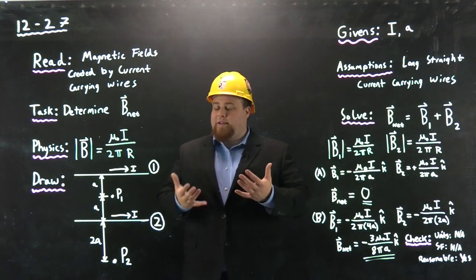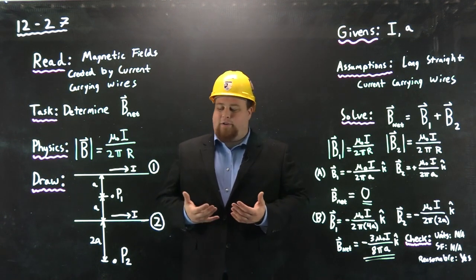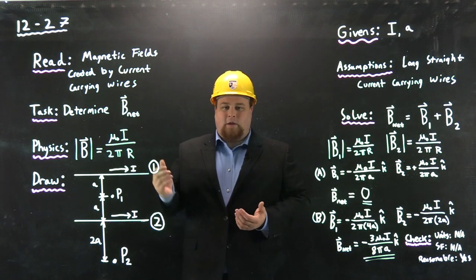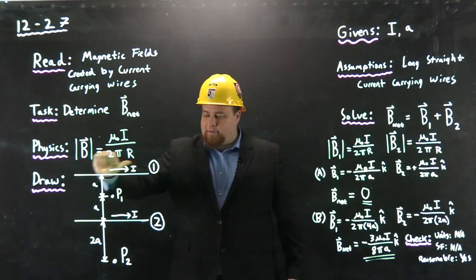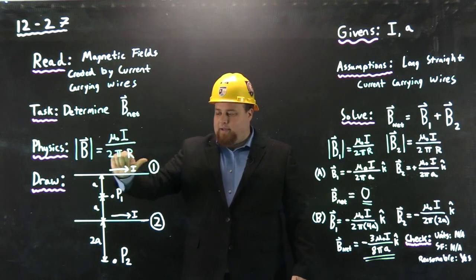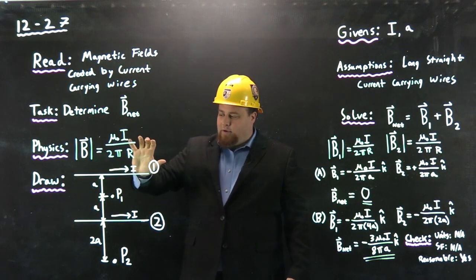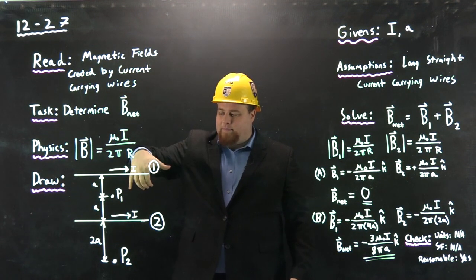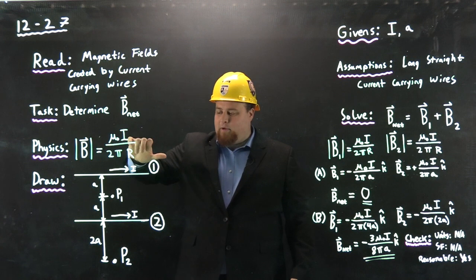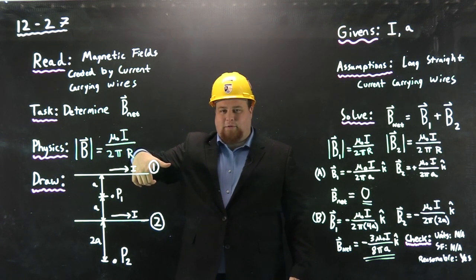The directions for the magnetic field created by a current carrying wire are determined using a right-hand rule. What you do is you take your thumb and you point it in the direction that the current is pointing in, and then you're going to curl your fingers around that wire. And the tips of your fingers the whole time point in the direction of the magnetic field created.